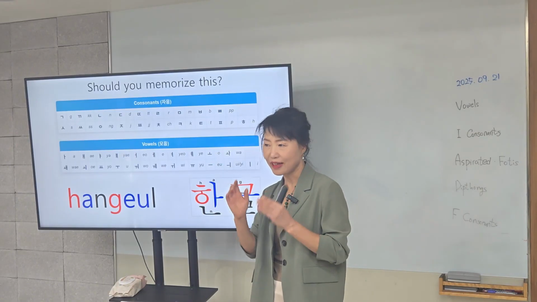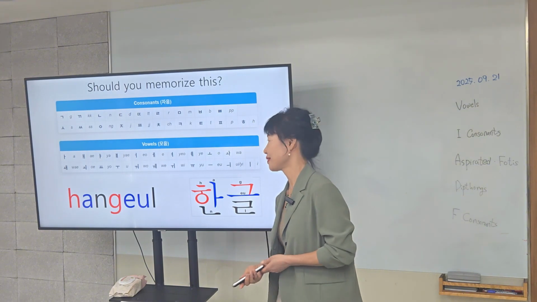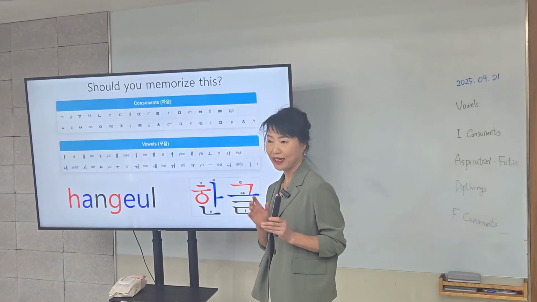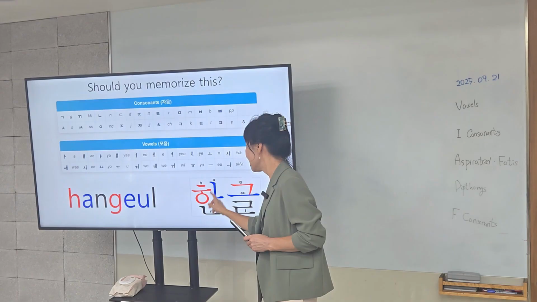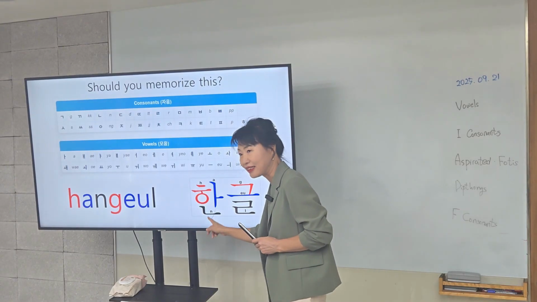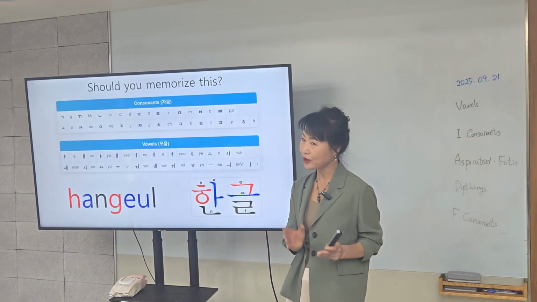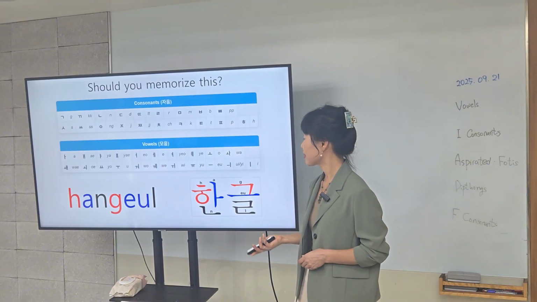Because Korean letters directly reflect the sound of Korean language. Although Hangul is an alphabet, Korean is written in syllable units. So this is 흐, 아, 안, 한. So 글, 글, like this. So always Korean is written in syllable units.